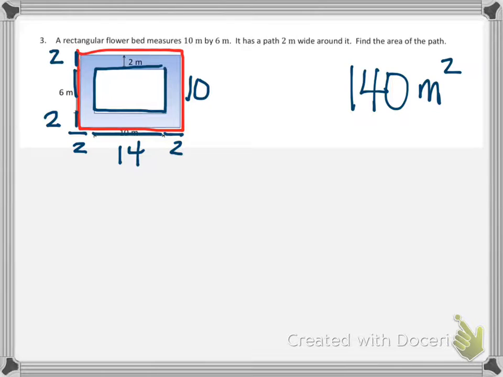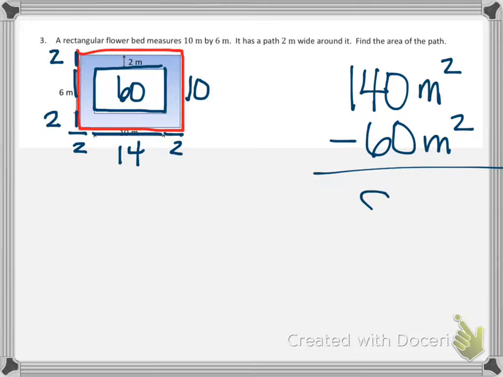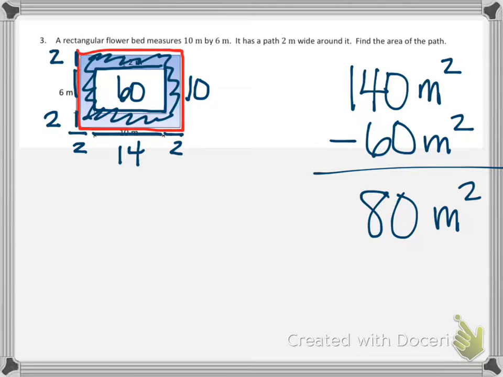And then I'm going to subtract away the area of the flower bed, which is in here. And that is a 6 by 10. Well, that's 60 meters squared. So I'm going to subtract out the 60 meters squared, and that's going to leave me 80 meters squared for the path, which is just the path that goes around it, 80 square meters.